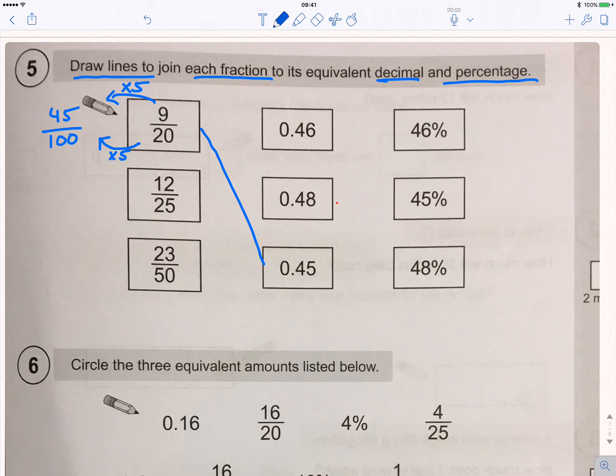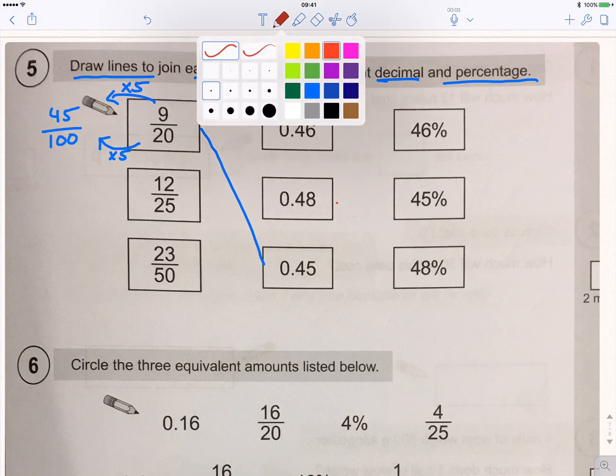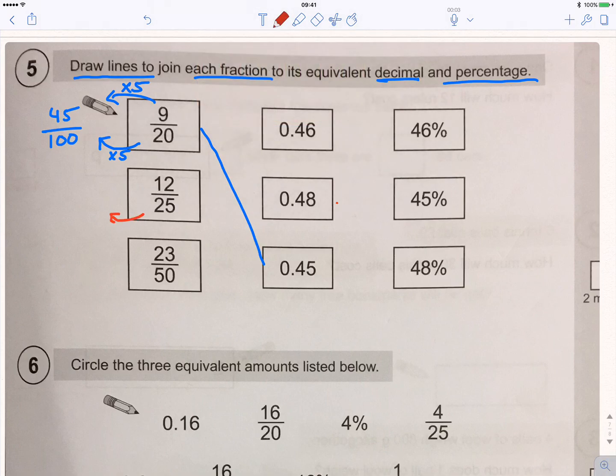12 over 25, once again, we need to see what is the multiplier to make the denominator 100. The multiplier clearly there is 4, so we need to multiply the numerator by 4 as well. So the numerator becomes 48 over 100. Apologize about the dodgy 8 there. 48 over 100 is just 48%, or as a decimal, it's just 0.48.